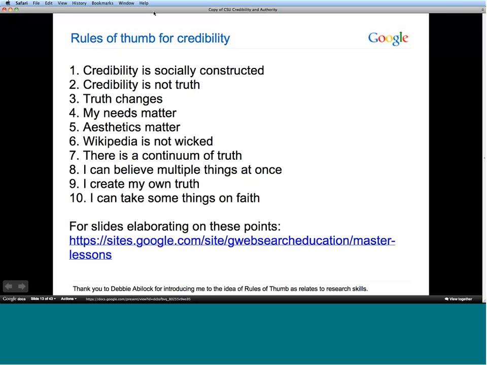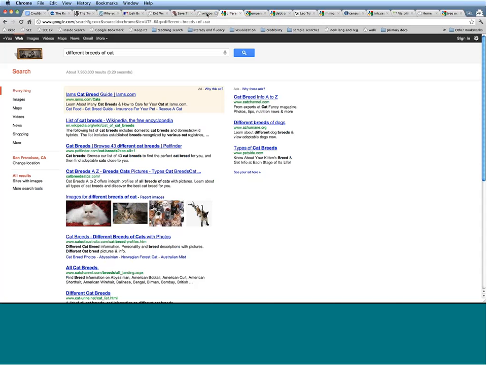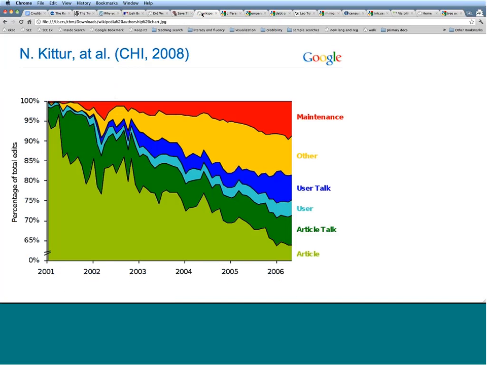There's a continuum of truth. Somewhere between fact and opinion lies how we talk about fact. I actually pulled this particular image, which is fabulous. We use it in our longer credibility slideshow that I'm going to share with you later. And we use it to demonstrate the work that's taking place on Wikipedia.